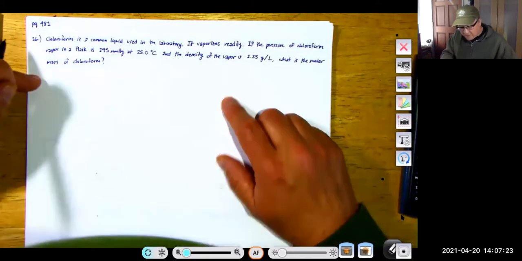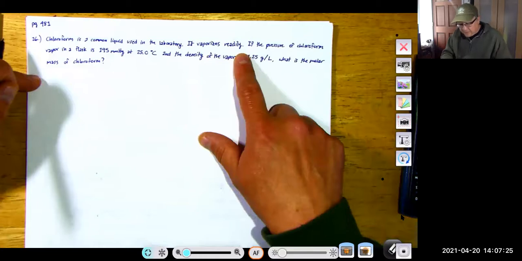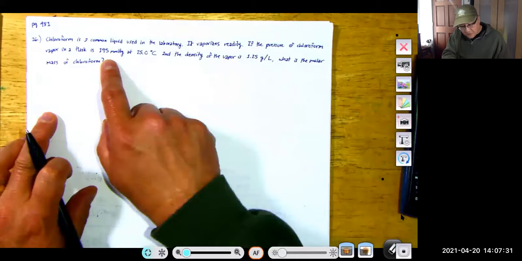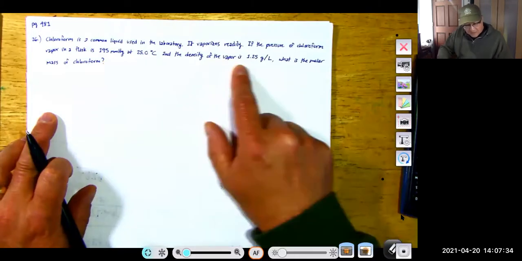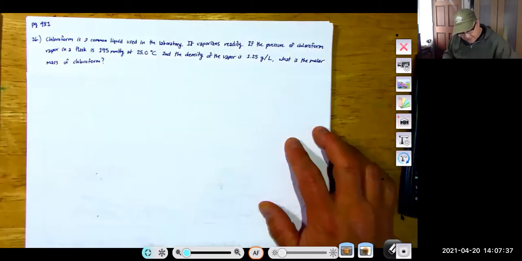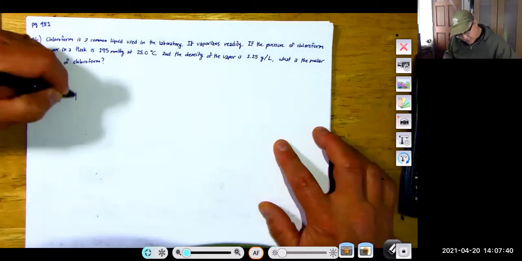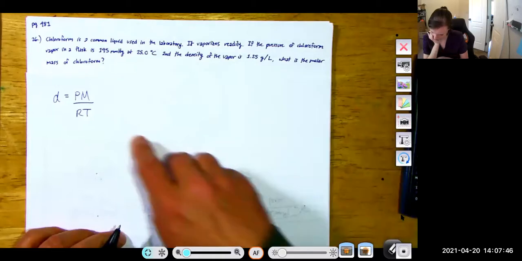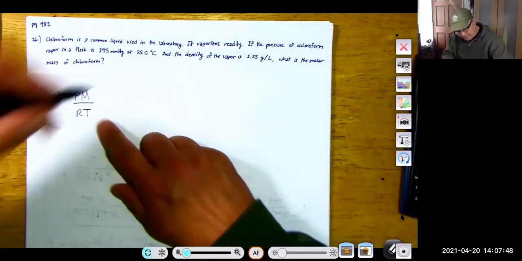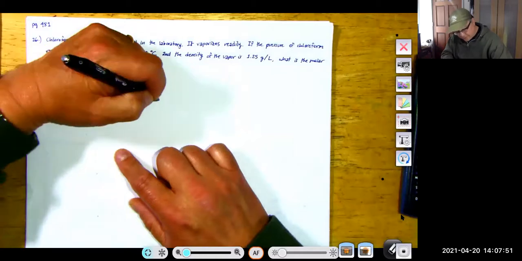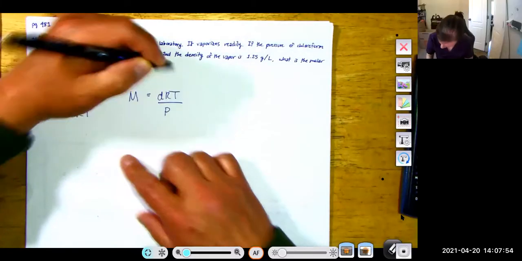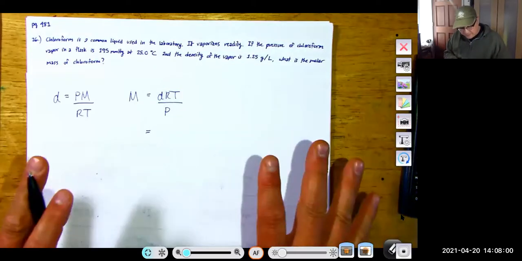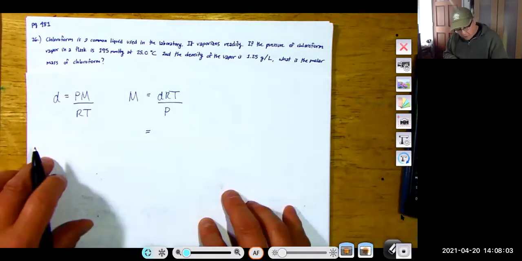It vaporizes readily. If the pressure of chloroform vapor in a flask is 125 millimeters of mercury and the density is given, what is the molar mass? So we're going to use that D is equal to PM over RT, right? And we're solving for M, which is the molar mass. So we get M is DRT over P.